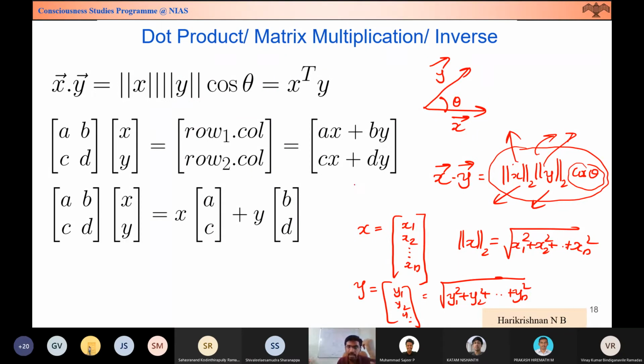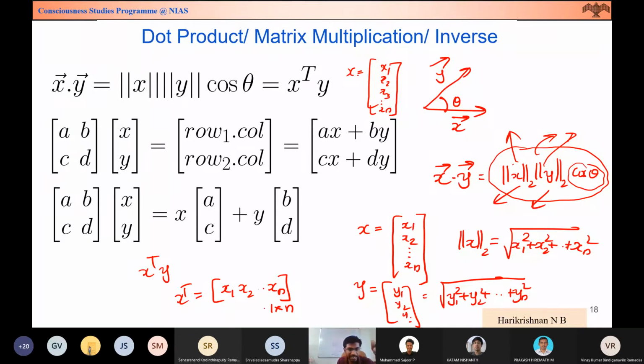And one more definition is that the dot product is also equal to x transpose y. So when I say x transpose y, what does it mean? By default I am taking x as a column vector, x1, x2, x3, etc., xn. When I say x transpose, it becomes a row, x1, x2, up to xn. The size of this matrix will be 1 cross n. Earlier it was n cross 1. X transpose made it 1 cross n.